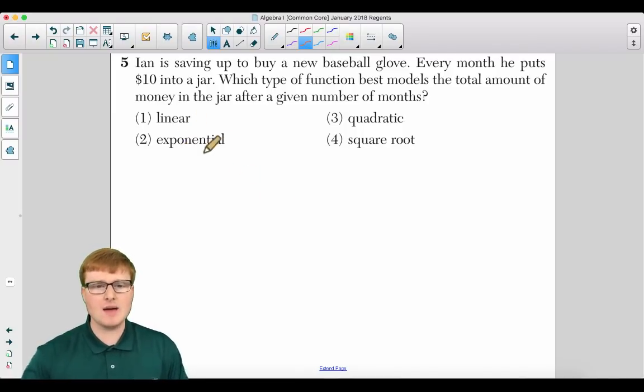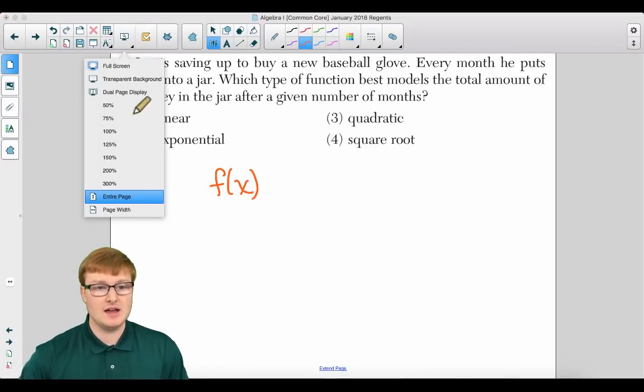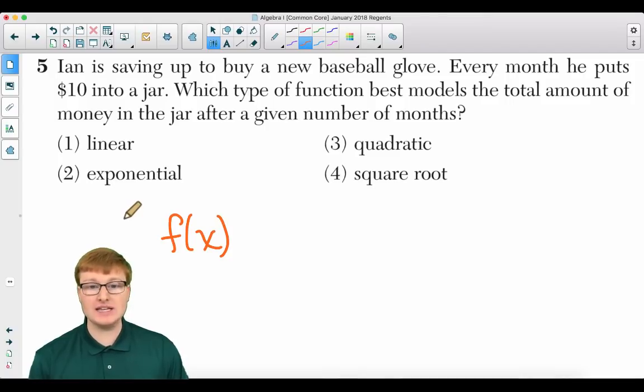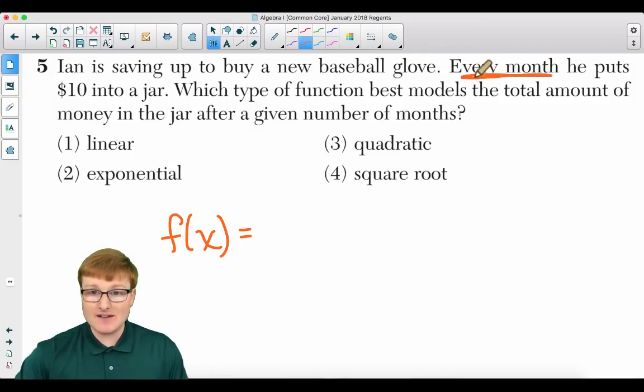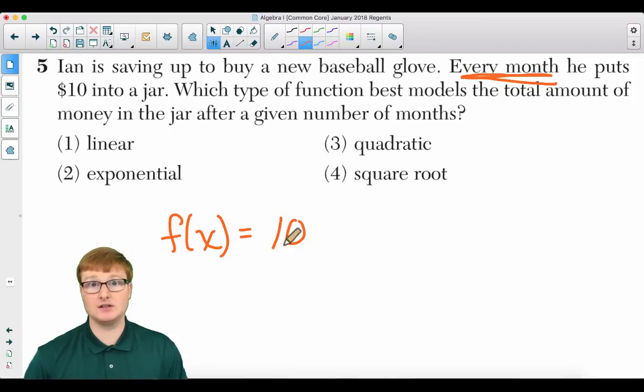So, I'm going to create a function, f of x. F of x is going to be how much money he has after so many months. This is going to equal what? Well, every month, that means every single month he puts in $10. So that's going to be $10 per month. I'm going to let x be the number of months.